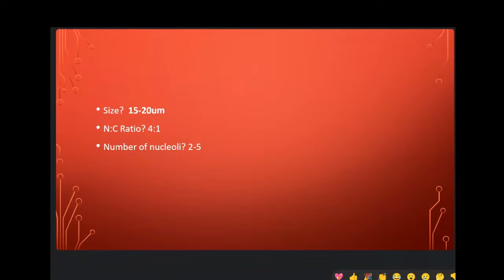Okay? Hindi pinapansin normally, pero tinatanong. Okay? Pero actually nung nakita ko yung question, sabi ko siya lang naman yung may pinakamalaking size. So yun normally kung naintindihan mo na the younger the cell, the larger it is, you're going to assume it's going to be at around 15 to 20 micrometers. Okay? And the nucleus to cytoplasmic ratio is 4:1 and the number of nucleoli is 2 to 5. Okay? Next slide.